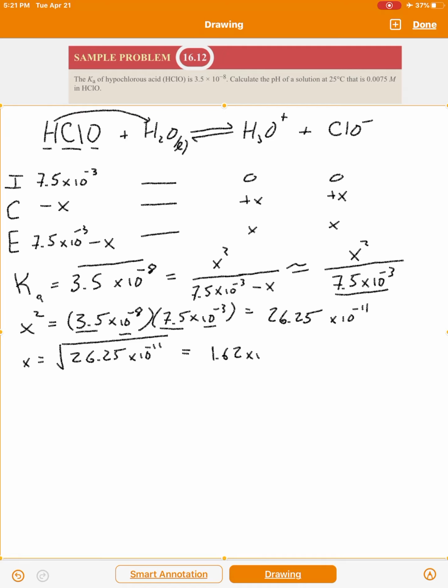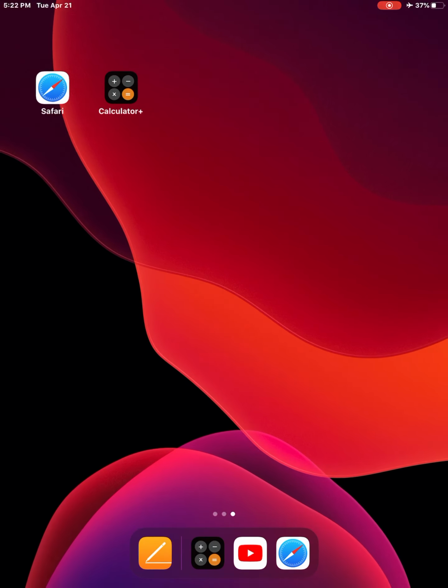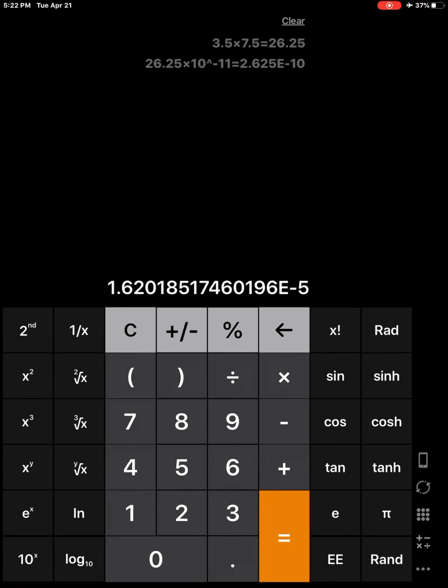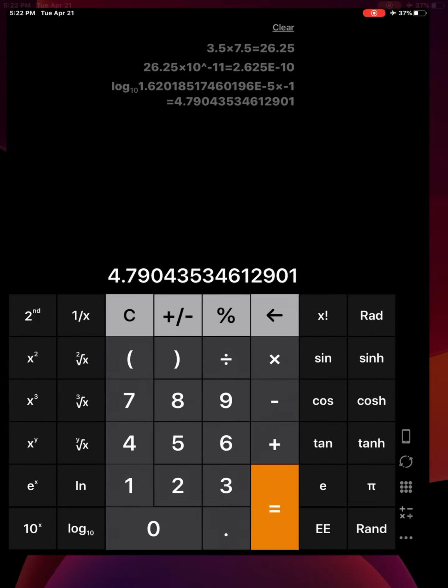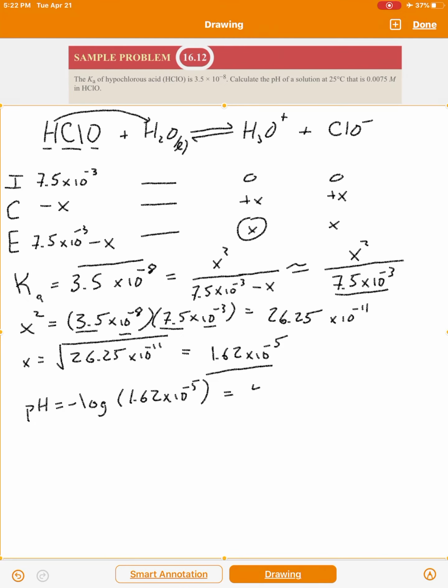There's your X. Keep in mind, X is hydronium concentration. So pH is negative log of X. Still have that number in memory, right? So we'll take the log, base 10, multiply it by minus 1, 4.79. There you go.